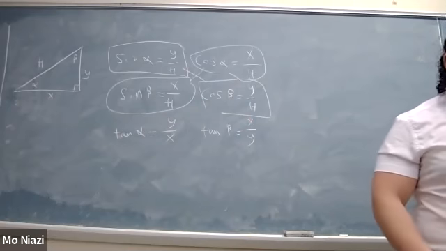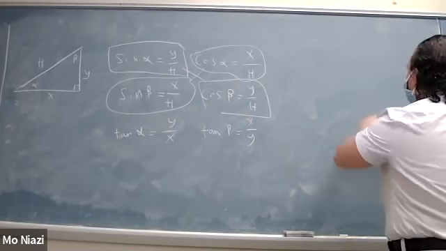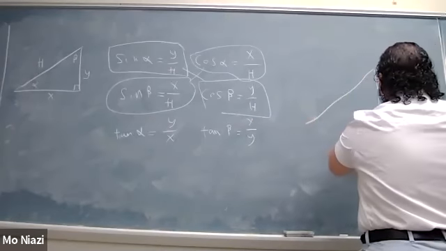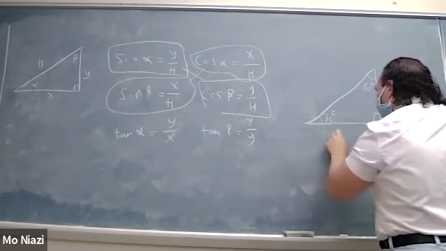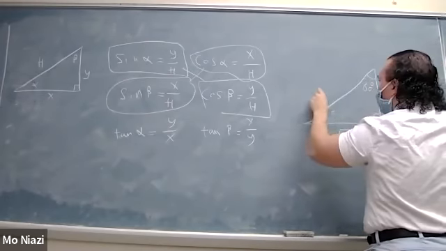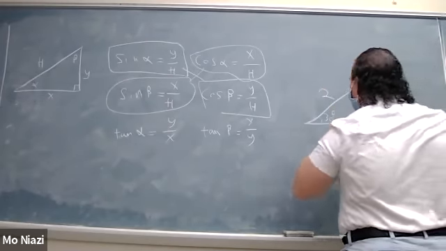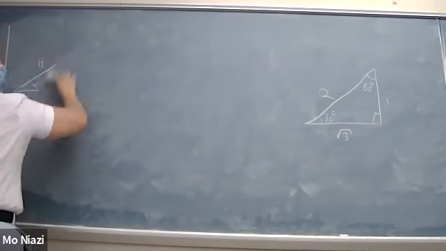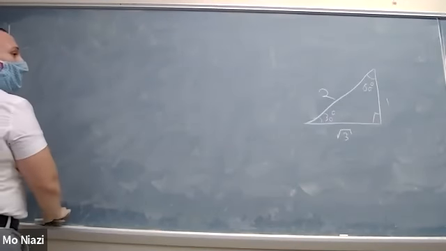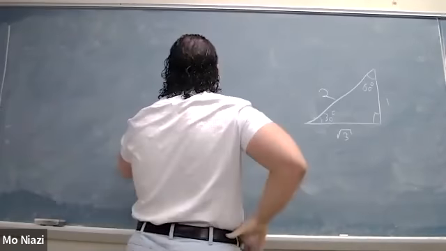So let's say we have a triangle. A 30, 60, 90 right triangle. Let's say this is root 3. This is 1 and this is 2. Okay. What is the cosine of 30?